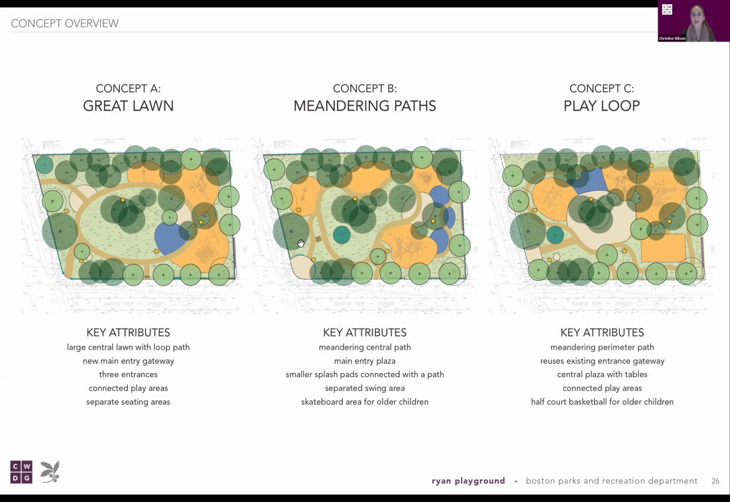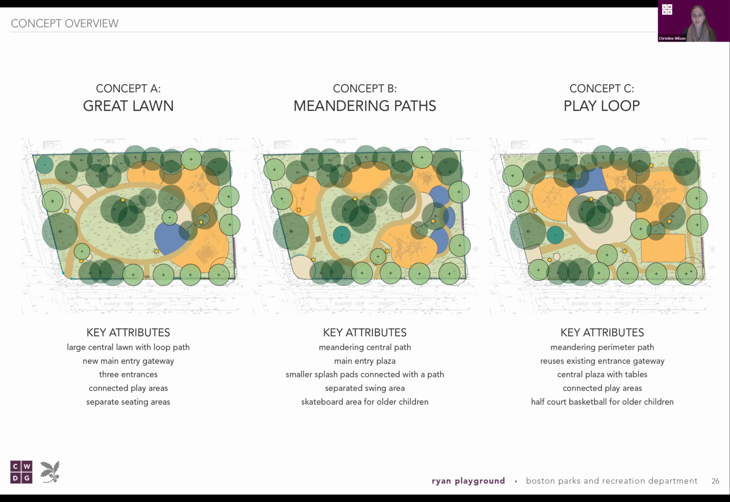Okay, so for concept A, I'm going to go through first. That's the Great Lawn. And then concept B is meandering paths, and then concept C is the play loop. And so another thing I should note about these is there's the opportunity to mix and match different attributes of each of these concepts. So what do I mean by the attributes? Well, the key attributes on concept A, we have a large central lawn with a loop path. We also have the new main entry gateway.